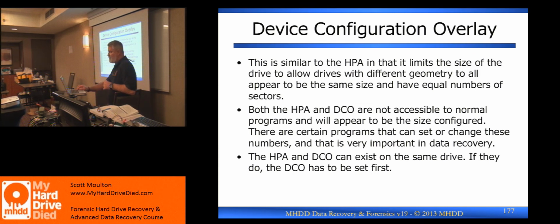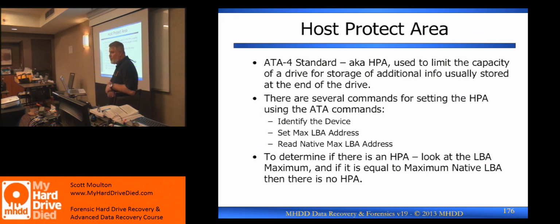Okay? So, this is the one we care about, host protected. In data recovery, we use this every day. I copied a 100 gig drive to a 200 gig drive. How do I keep the 200 gig from being accessible? I set an HPA equal to 100 gigs. I chop it off. Does that make sense?